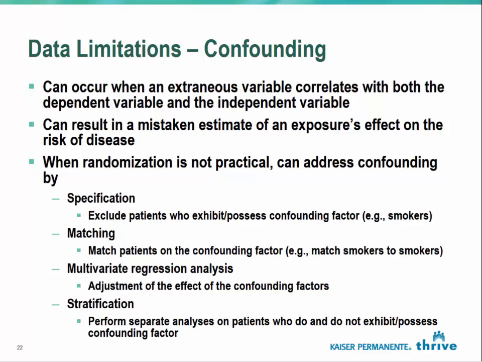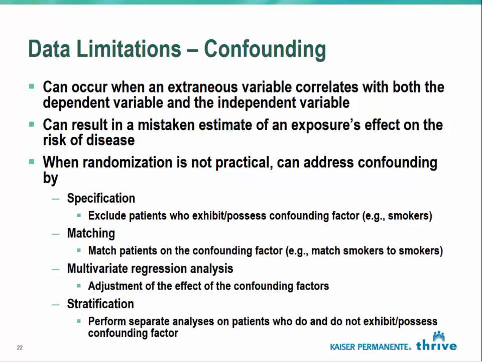Multivariate regression analysis allows us to adjust for the effect of the confounding factors. You could even do it after they're matched. You can still adjust for other factors too, because generally with matching you can only match on a few factors. You can't match on too many, then you lose too many patients who do not match. So you want to keep your matching limited.